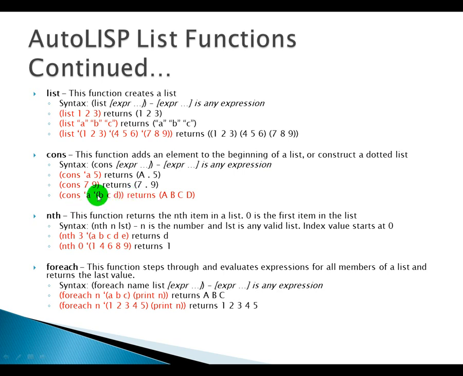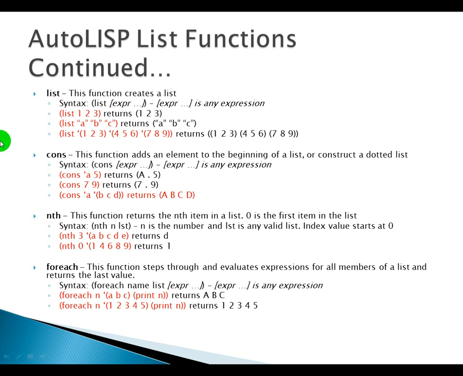If we have an existing list and we issue a cons function with a new character, it adds it to the beginning of the list. In this case, we have B, C, D and it adds the A. So this function adds an element to the beginning of a list. So that's about it for cons.